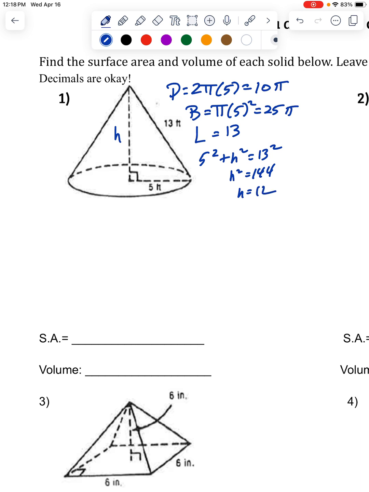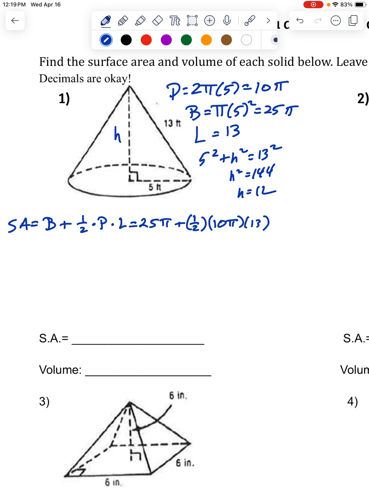And h is 12. Okay, to find the surface area of a pyramid, I do the area of the base plus 1/2 times the perimeter of the base times the slant height. So the area of the base was 25 pi plus 1/2 times the perimeter of the base, which was 10 pi, and the slant height was 13.